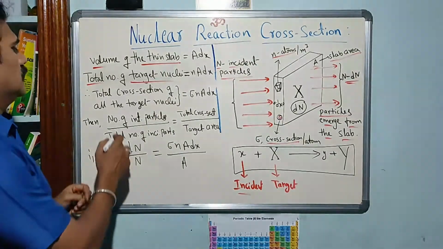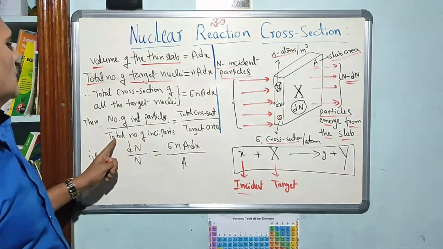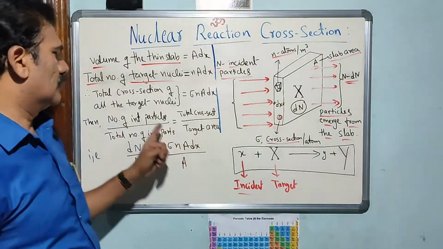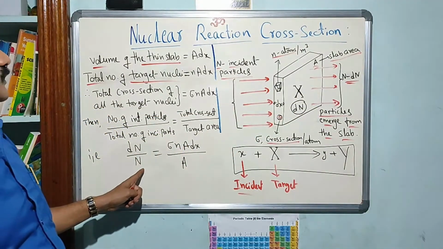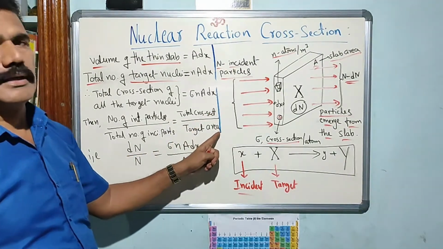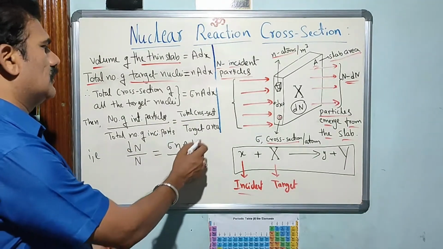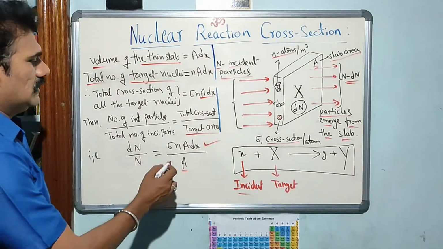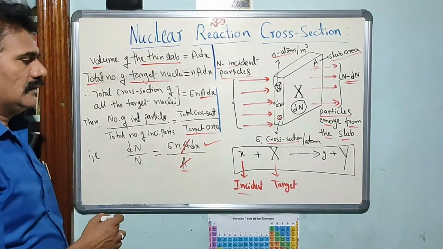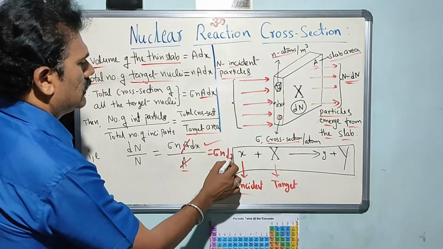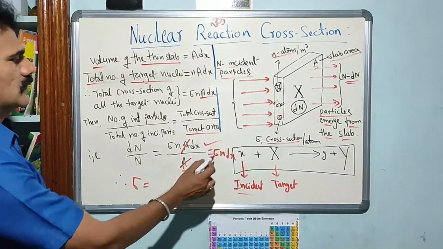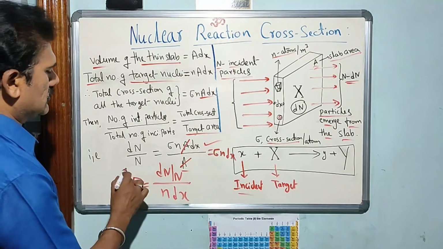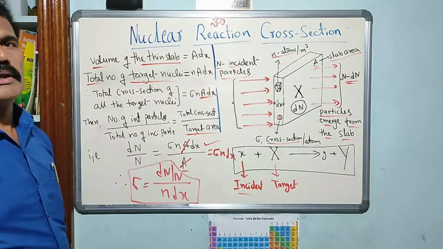Next, the number of interacting particles divided by the total number of incident particles. The number of particles interacting with the target is dn, divided by the total number of incident particles n, and this is equal to the total cross section divided by the target area. So sigma n A dx divided by the total available target area, which is A. We can cancel A, leaving sigma n dx. Therefore, by cross multiplication, sigma is equal to dn by n divided by n into dx. This is the equation for the nuclear reaction cross section.